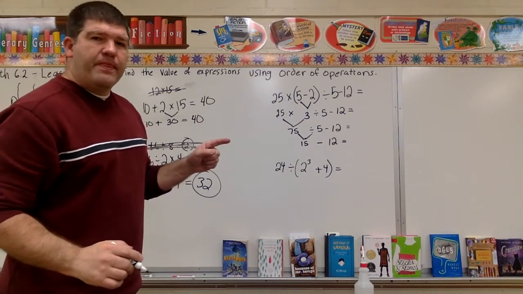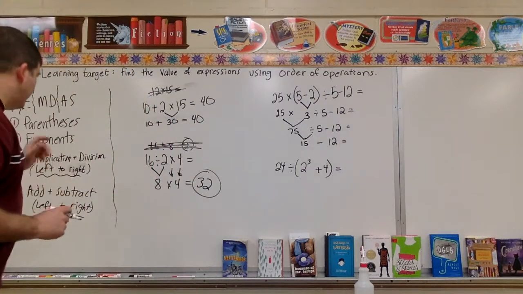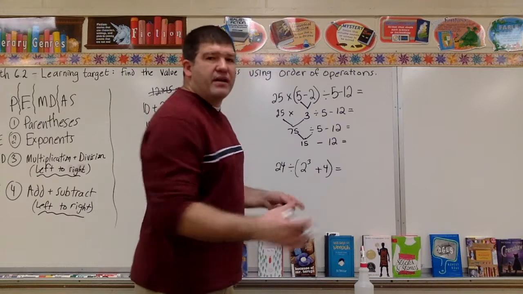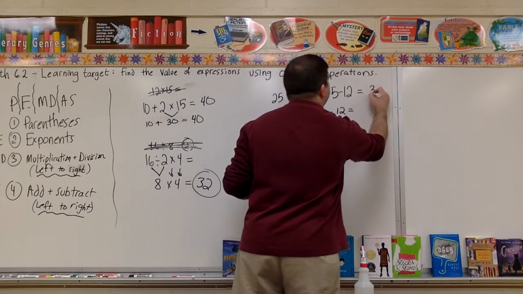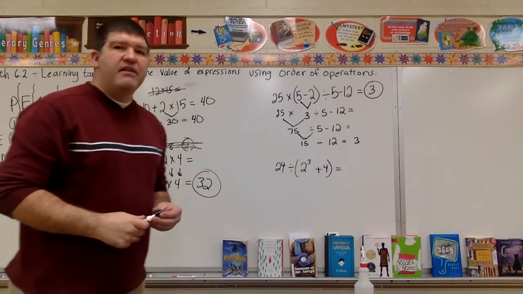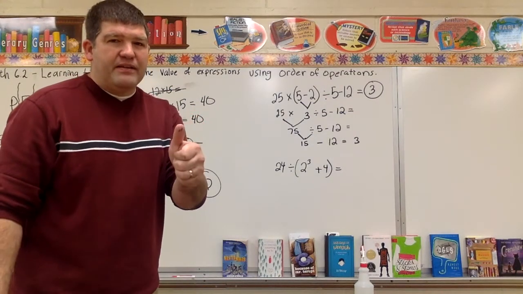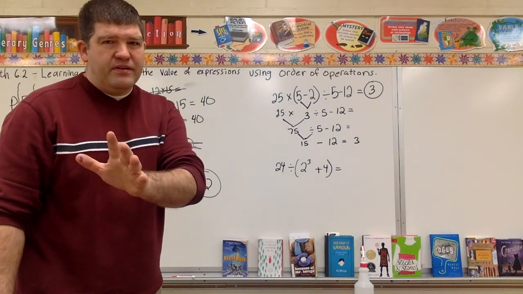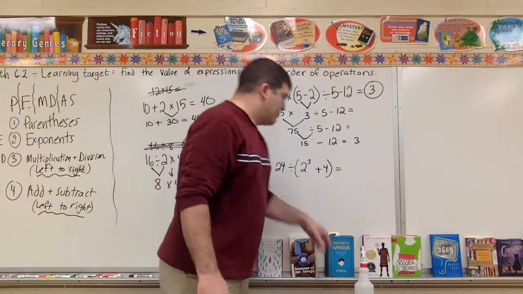Now, I have no more multiplication or division, so now I go to that last step, which is add and subtract. I have one subtraction and no adding. I'm starting left to right. 15 minus 12 is 3. So my answer is 3. And I did that following very strict rules. Parentheses, exponents, multiplication and division, adding and subtracting. Okay? Now, let's do this last one.